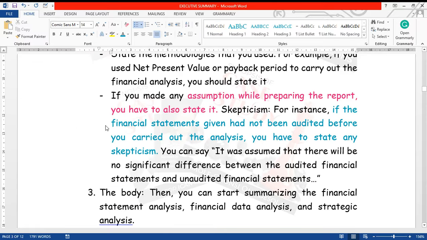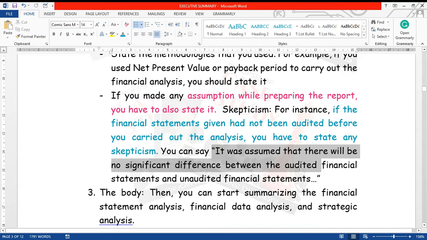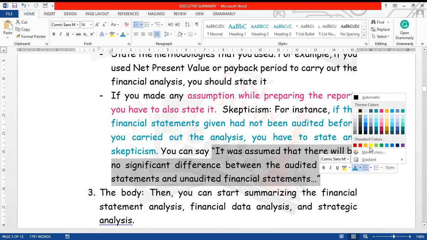You have to state it there, and the assumptions as well. If the financial statement has not been audited, you can say something about it. It was assumed there was no significant difference between the audited financial statement and the unaudited financial statement.